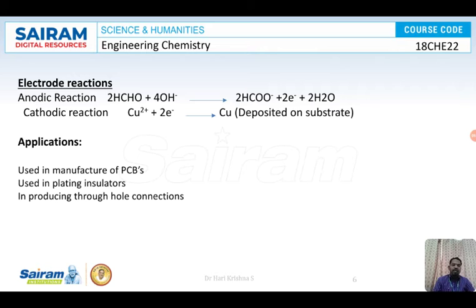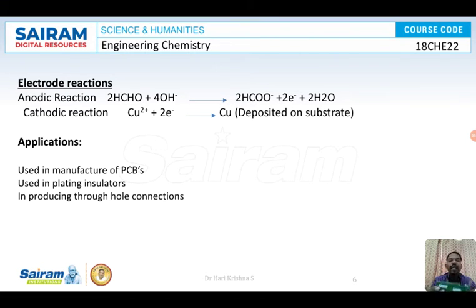The major application of this copper plating is PCBs, printed circuit boards. What is a printed circuit board? When you open your television or tape recorder, you can see something green in color like this, right? This one. Can you see here? There is a capacitor, right? There is a resistor. So all this is called PCB. This is a motherboard. Okay, this is PCB.